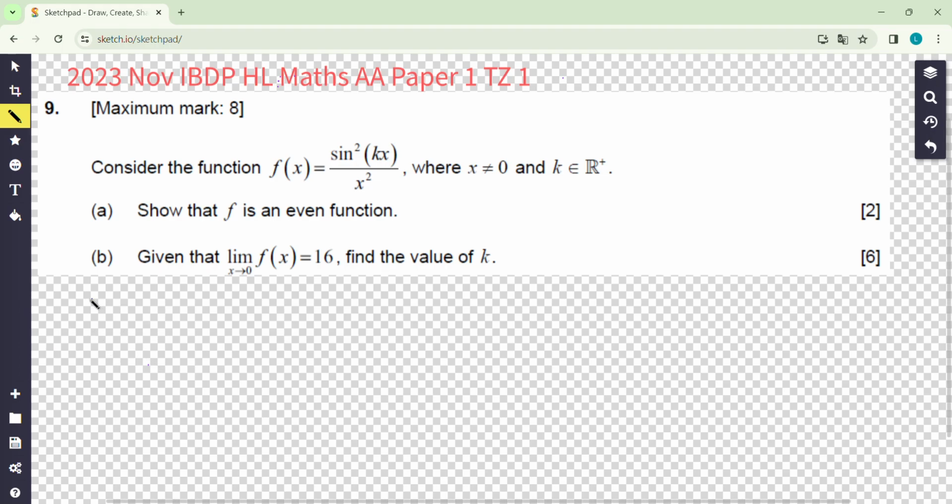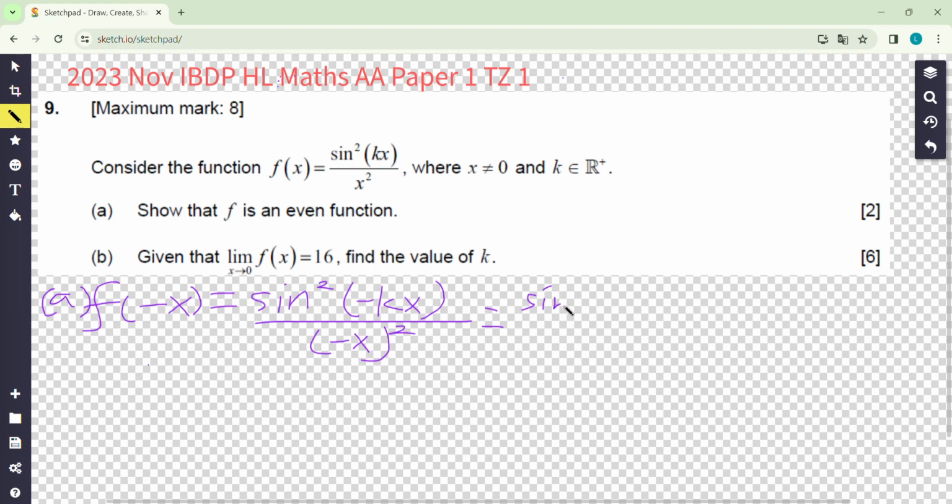Question 9 is about limits. First, part A is easy. Just substitute f of minus x and then show it is the same as f of x. So it will be even. Why? Because all the things cancel, all the negative signs disappear.